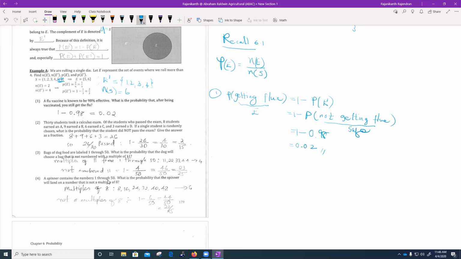So number 2. 30 students took a calculus exam. Of the students who passed the exam, 8 students got A, 9 earned grade B, 6 earned grade C, and 3 a D. If a single student is randomly chosen, what is the probability that the student did not pass? So the question is now the probability of the students did not pass.